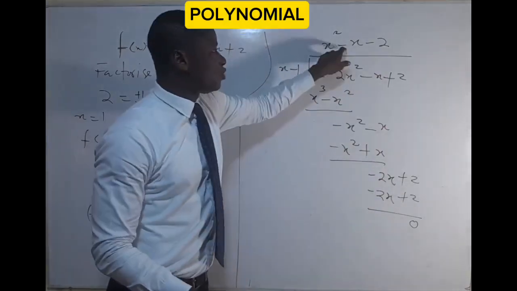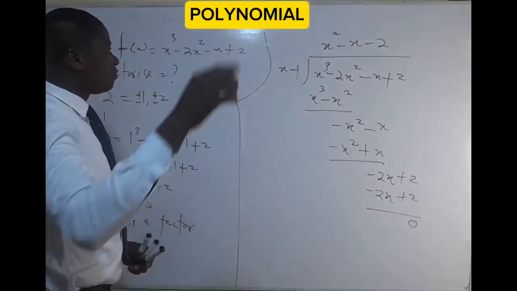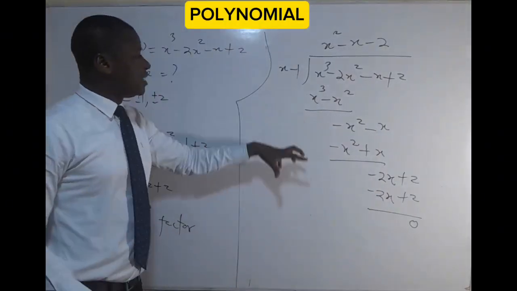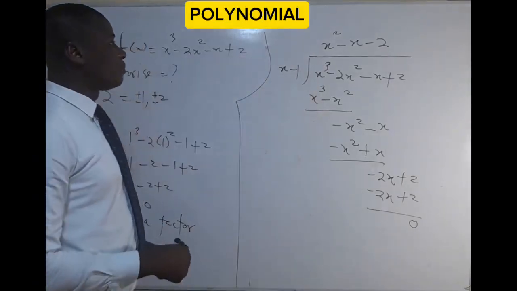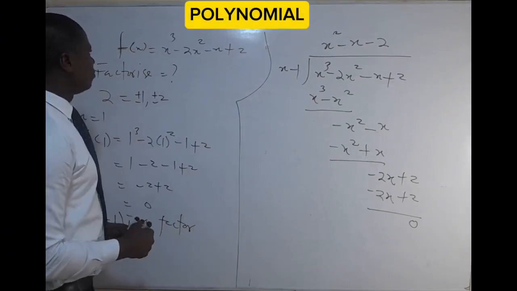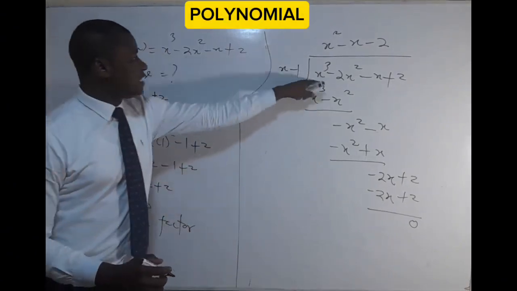It means that this is also a factor. Later, you can refer to my video on division of polynomials so that you can get the general concept. But in general, that's how we divide polynomials. Now, you see, when you get here, it means that when you divide this by this, you are getting this.